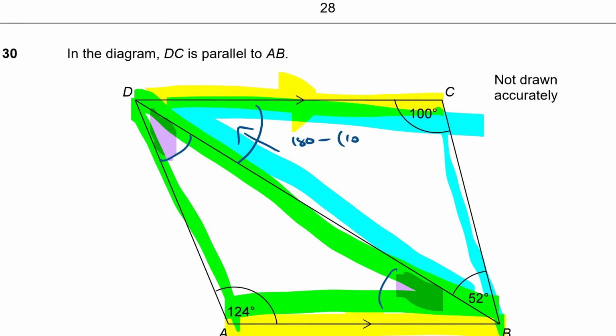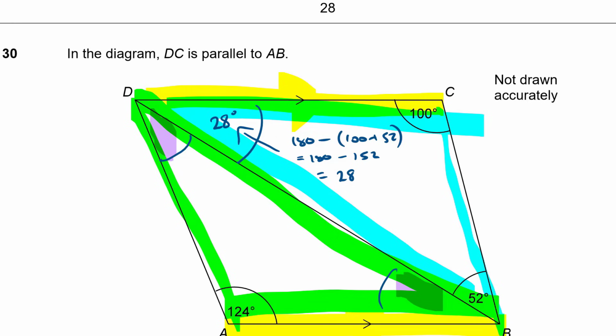So it's going to be 100 plus 52. 100 plus 52 is 152. So 180 minus 152, what's that equal to? So 180 minus 152 is 180 minus 150 is 30, and 30 subtract 2 is 28. So that angle there is 28 degrees. Okay, so I know that one's 28.